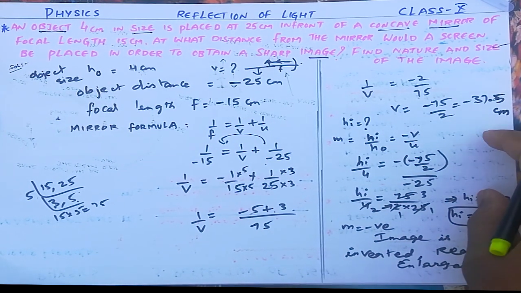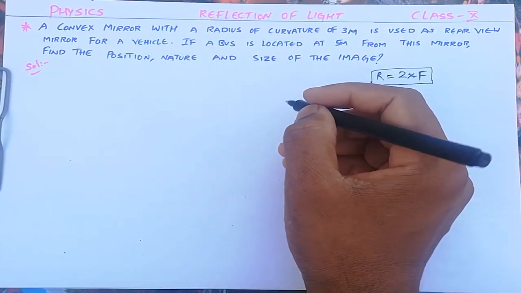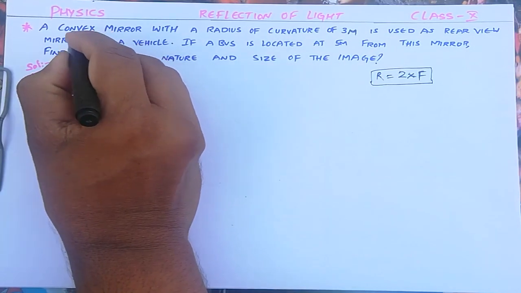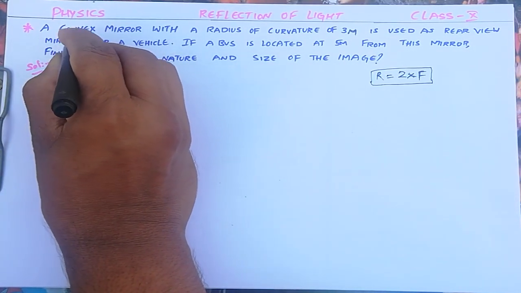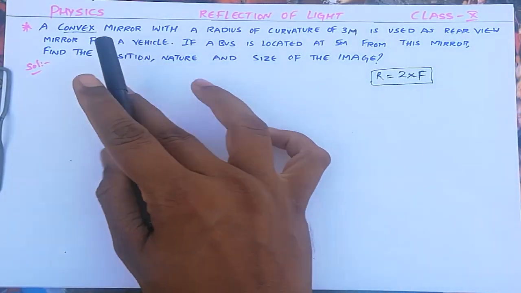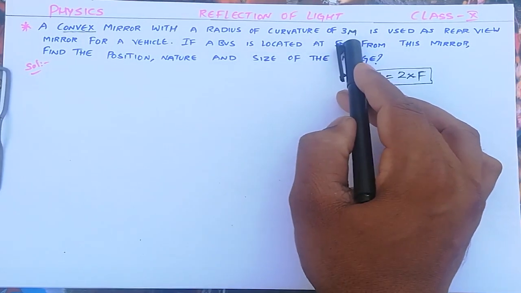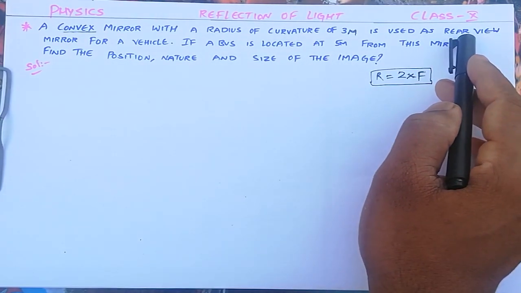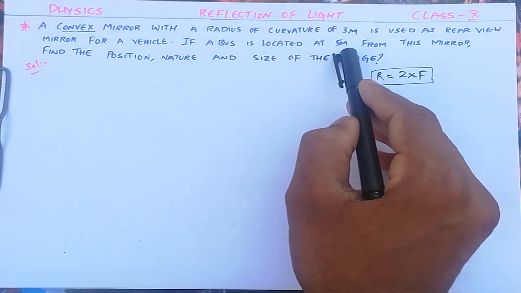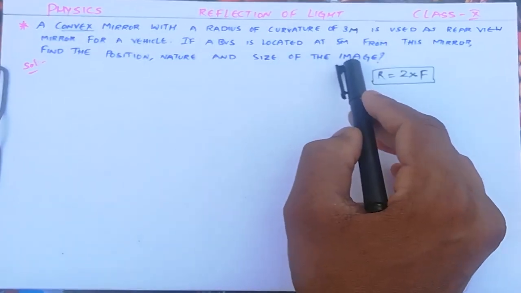Next I will explain on the convex mirror. This question is asking to find the position, nature and size of the image. A convex mirror with a radius of curvature 3 meters is used as a rear view mirror of a vehicle. If a bus is located at 5 meters from this mirror, find the position, nature and size of the image.